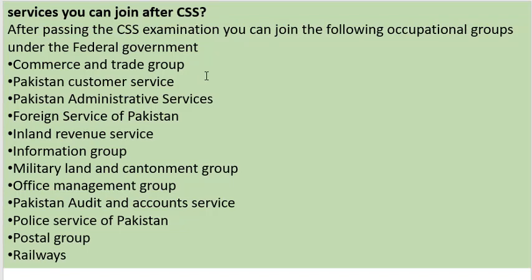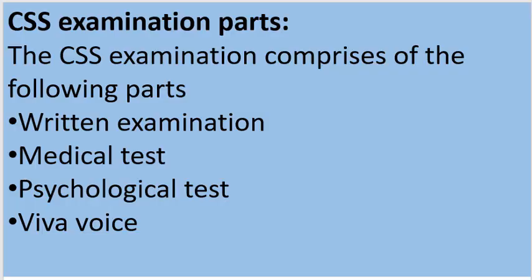After CSS, when you qualify, the services you can join are Commerce and Trade Group Pakistan, Customs Service Pakistan, Administrative Services, Foreign Services of Pakistan, Inland Revenue Services, Information Group, Military Lands and Cantonment Group, Office Management Group Pakistan, Audit and Accounts Service, Police Service of Pakistan, Postal Group, and Railways. These are the different types of services you can join after CSS.